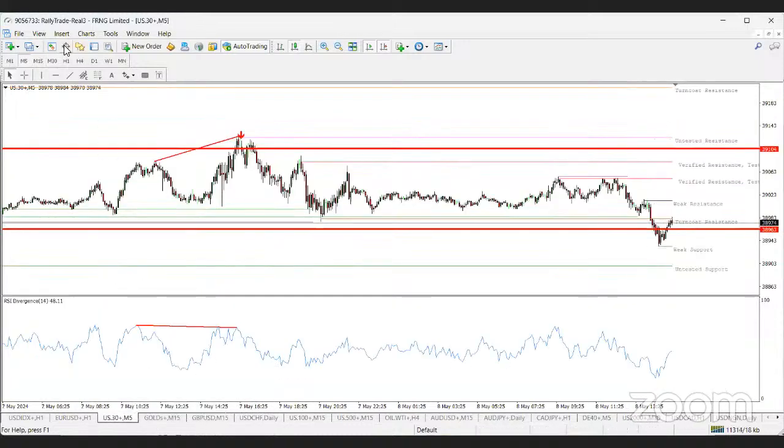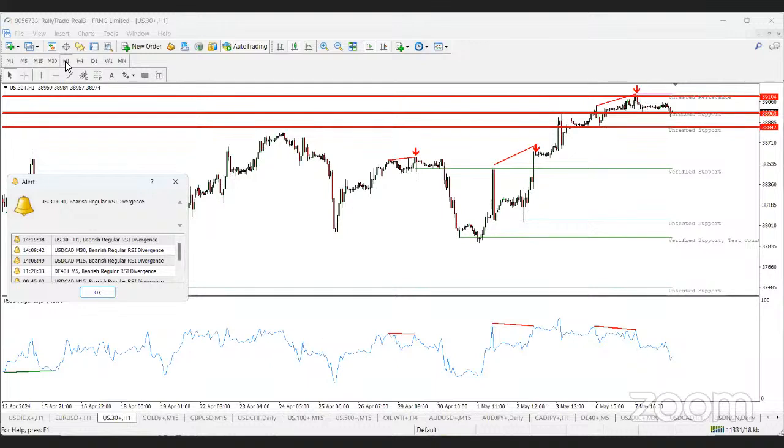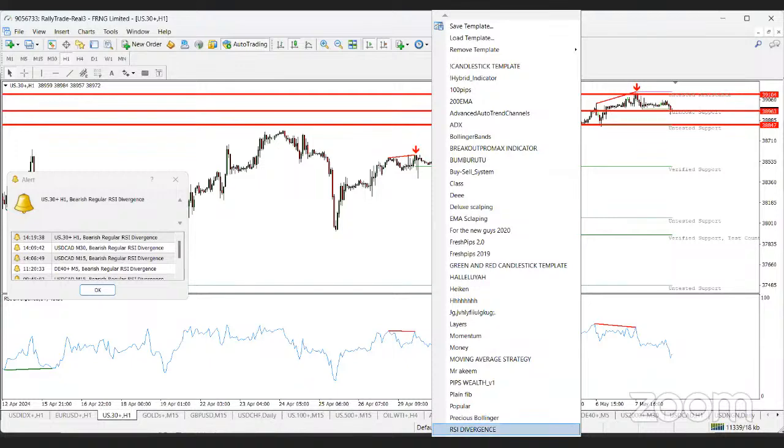I can look at US 30. So this is very balanced. Look at the high risk and a lower risk. So US 2000 and US 30 is what I'll be looking at today.